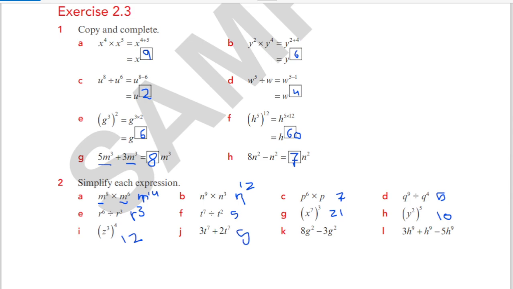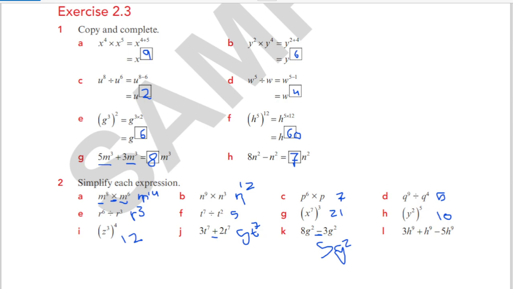Whenever there is a plus sign, we will not add the powers. We will add the powers only when there is a multiplication sign between the variables. Because of this positive sign, we are not adding the powers. So 8 minus 3 will be 5g square, as there is no multiplication sign, so we are not adding or subtracting the powers.